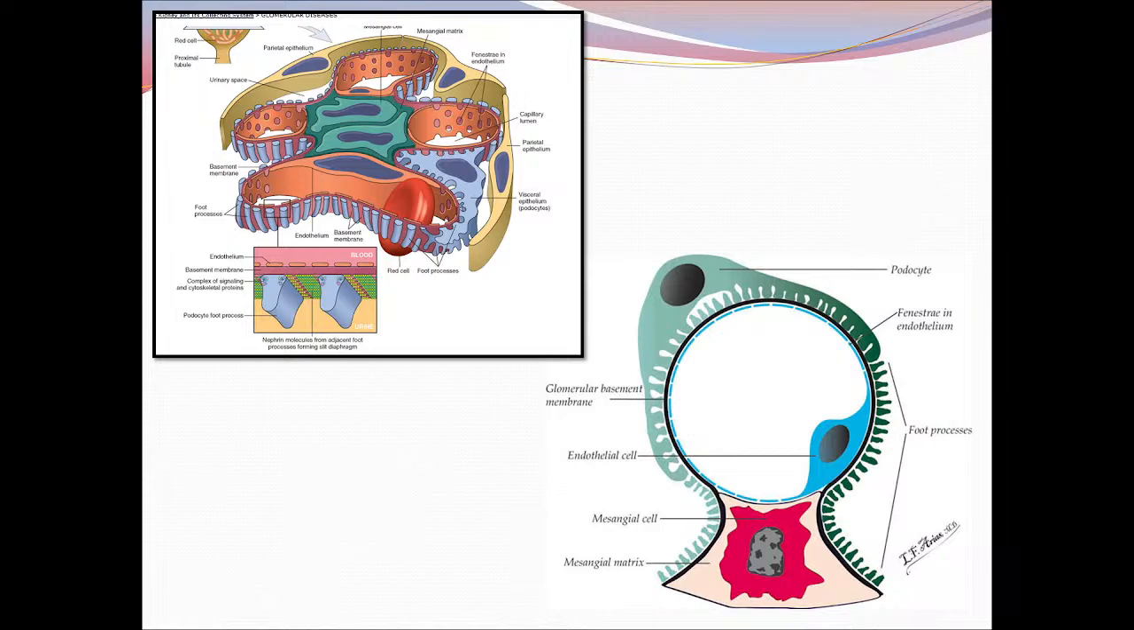foot processes. You can have this small fenestration in between, that we will discuss later on. Okay. So, this is a podocyte which has these foot processes. There are some slits here. This is the glomerular basement membrane, and this is an endothelial cell. So, we are interested in this area when we are talking about the glomerular basement membrane, right.